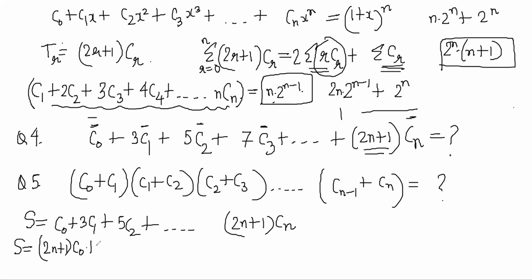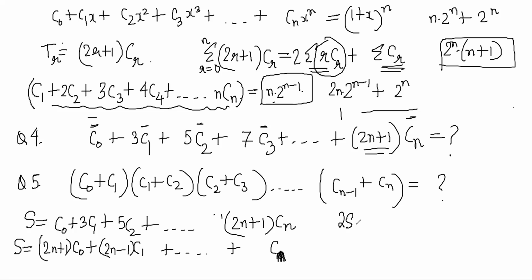Correct. Because Cn is C0, we know that property, no? Terms from both ends, equidistant terms, are equal, right? So the previous term would have been 2n minus 1 C1, right? The second last term, right? And so on till C0 would have come one time, if I reversed it, but I can write it as Cn. I have reversed everything and now I'll add it.